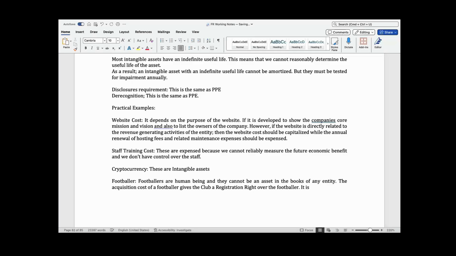So it is the registration right that is recognized as an intangible asset over the contract period, not the footballer. So it is that registration right over that contract period that they can recognize. And also, as Edward has said, they pay them wages and salaries weekly. That is definitely an expense.